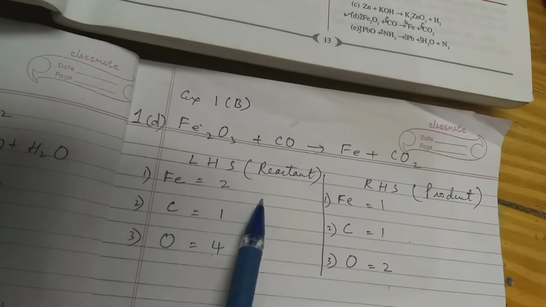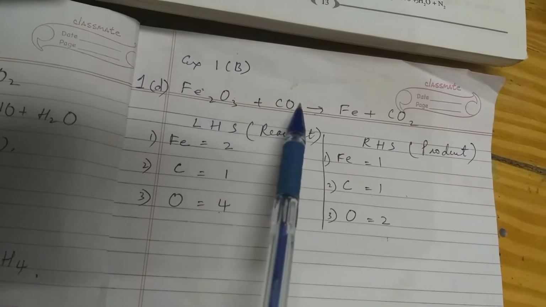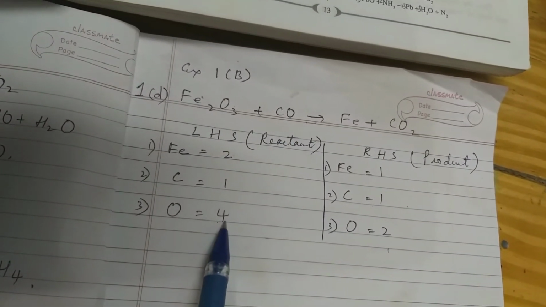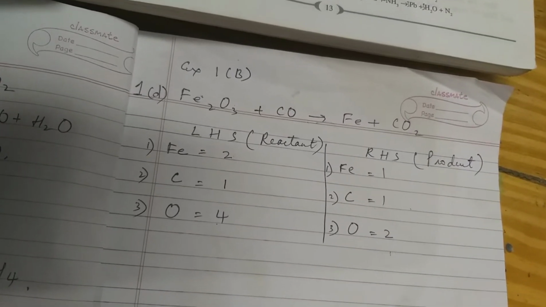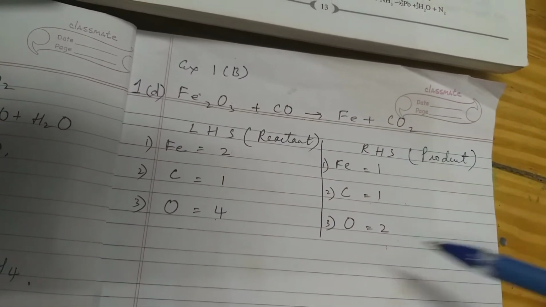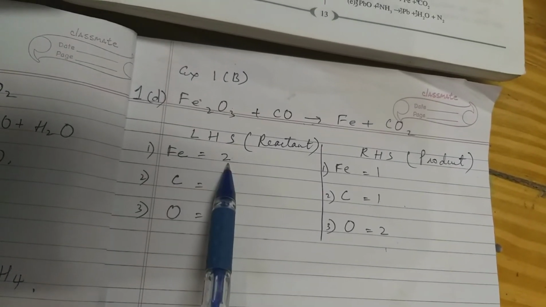Now these are the number of atoms. So iron 2 are there, oxygen is 3 here and 1 here, so altogether 4. Carbon is 1. Same way on this side also: iron 1, carbon 1, oxygen 2. So you can see that the iron is not balanced here.